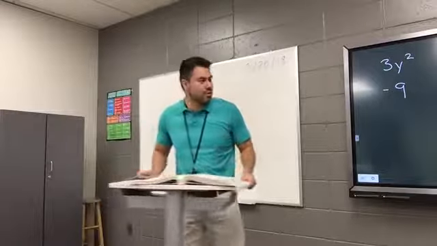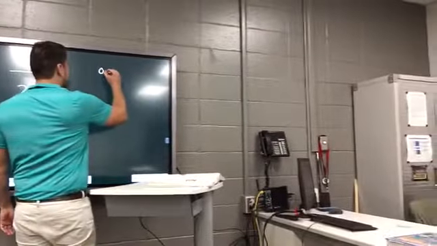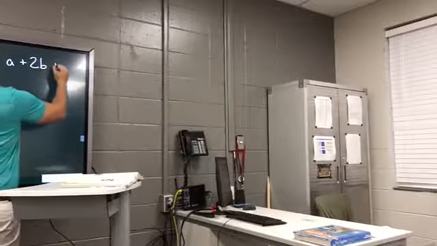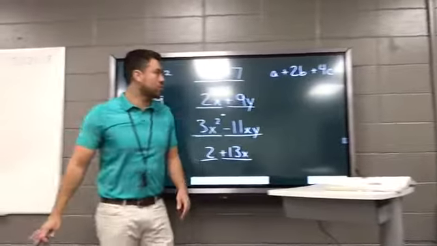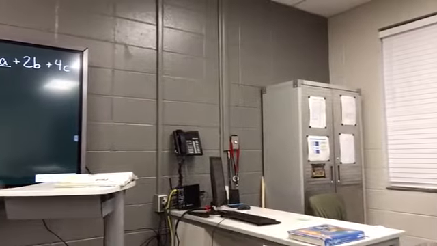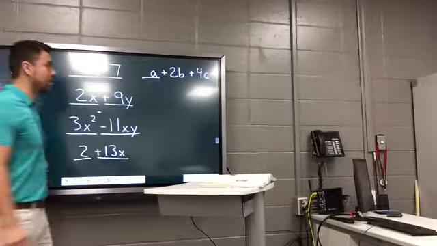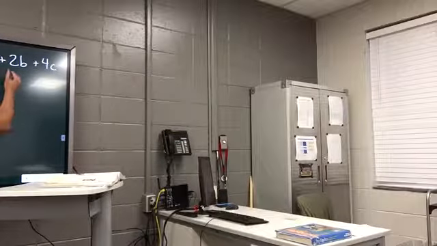All right, trinomial. A plus 2b plus 4c. A plus 2b plus 4c. All right. Turner, what's the first term? Good, positive a. What's the second term, Claire? Positive 2b. Third term? Jack?